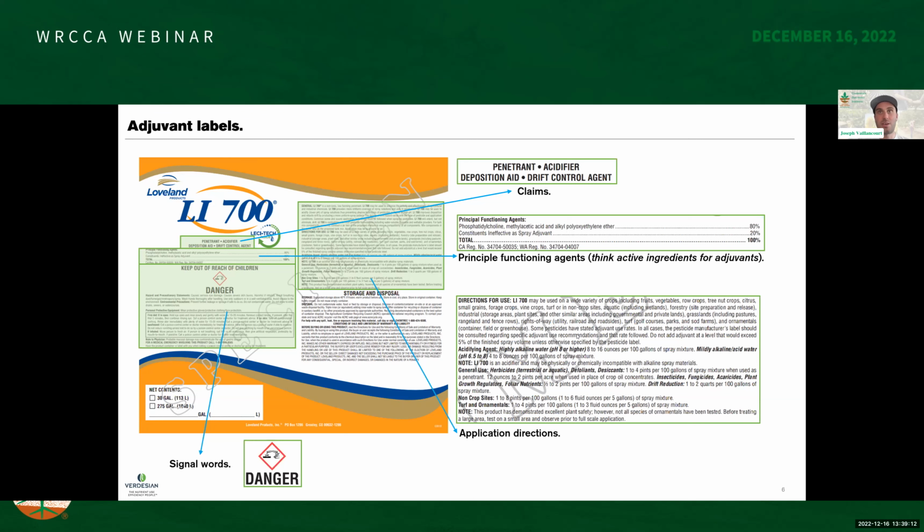We have application directions, of course, that can be clear or clear as mud sometimes, as we all know. And then signal words, which of course are quite important out west. So these are typical elements that you're going to see on pretty much any adjuvant label. So those are certainly the most important ones.